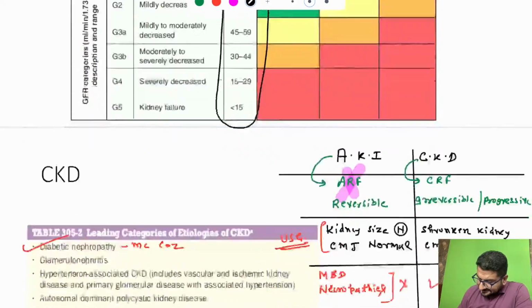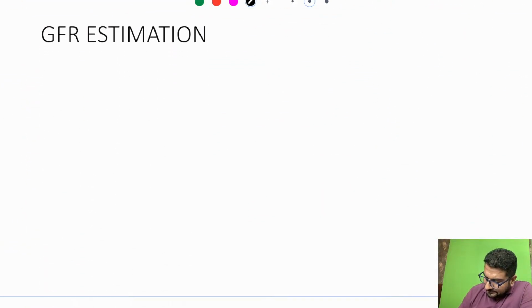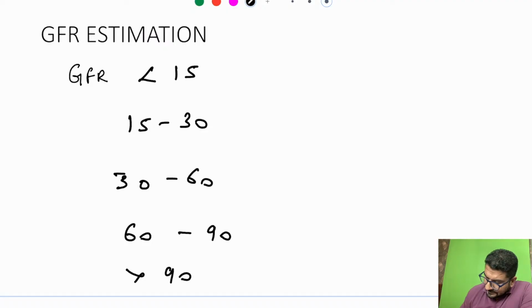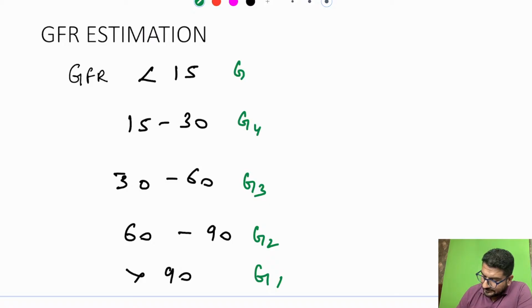So I'm writing this again. Based on GFR, suppose GFR is less than 15, so I can say it is less than 15, or it is 15 to 30, or it is 30 to 60, or it is 60 to 90, or it is more than 90. So understand this thing, these are called grades. Based on this we can classify the grade. This is called grade 1, grade 2, grade 3, grade 4, grade 5.